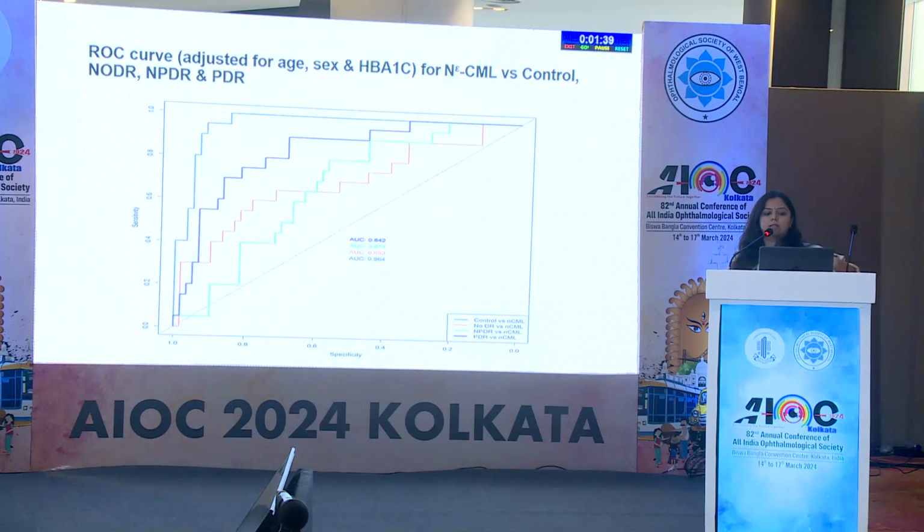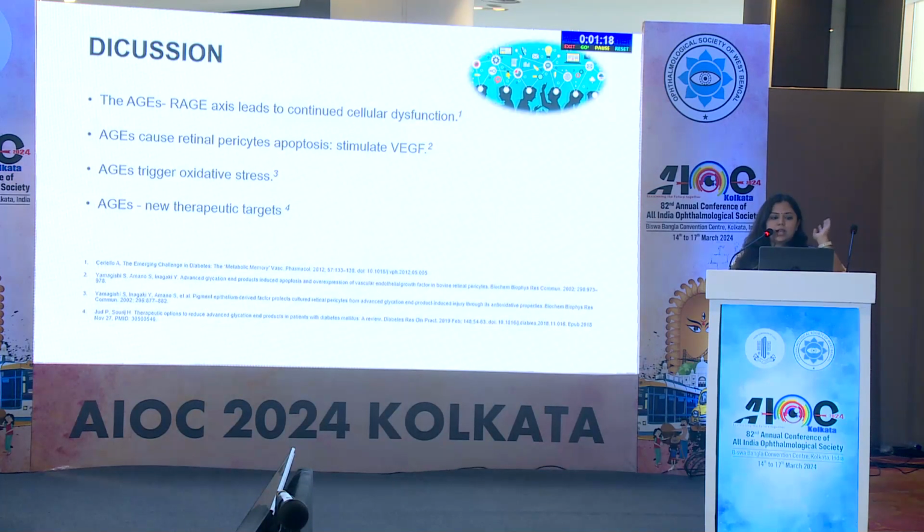As we can see, there is a diagonal line in this. The y-axis is the sensitivity, and the x-axis is 1 minus specificity, which is what is shown in the ROC curve. The more it is towards the y-axis, the more sensitive and better a diagnostic tool it is, which is what we are aiming for. And we can see the blue line is for the PDR, and it is 0.842, which is quite good.